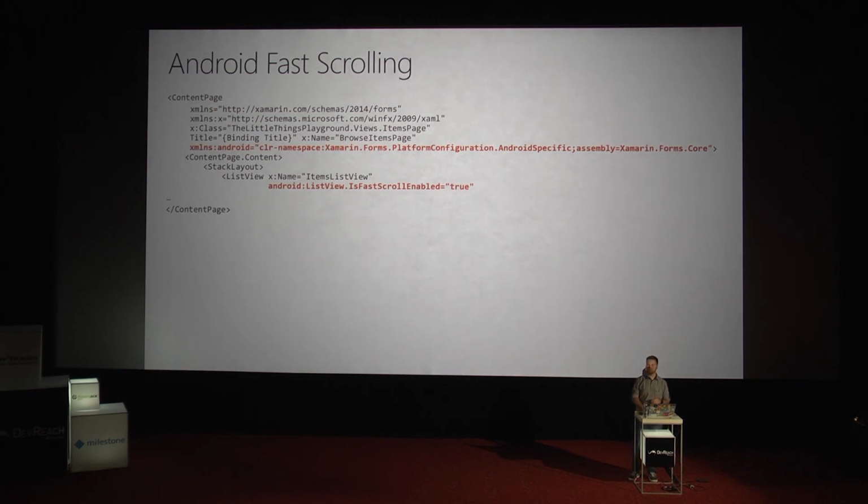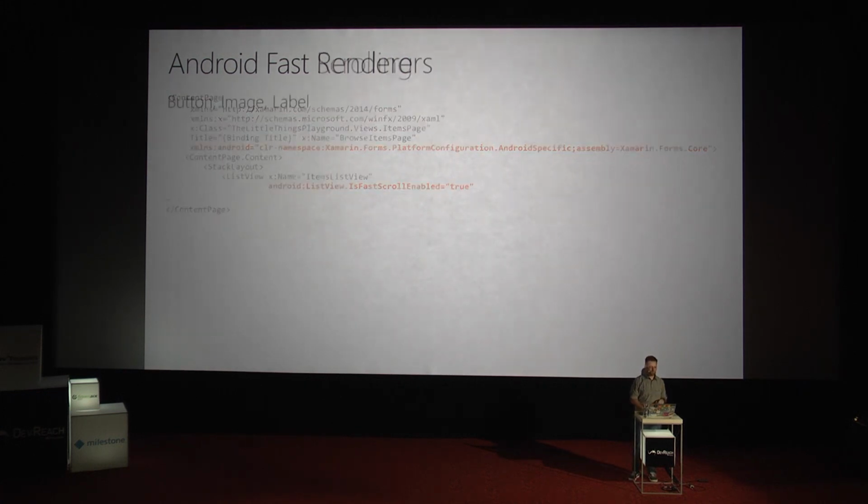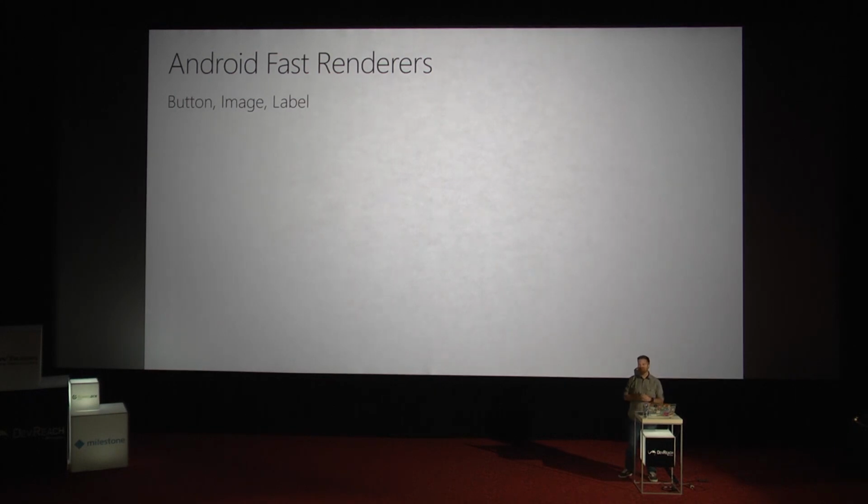So fast scrolling enabled equals true. And then we also introduced fast renderers back in 2.5, I think. We're actually on 3.3 right now. Xamarin Forms 3.4.0 is right now today in QA. And if QA says it's all good to go, I think it will be our stable release momentarily. I think it's pretty close to being ready to go.